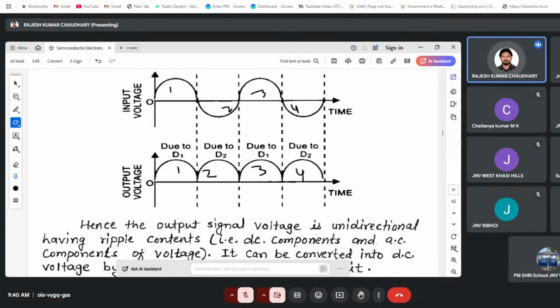And from this chapter, the rectifier is very important, and forward bias and reverse bias are very important. So please try to draw those diagrams and that graph.